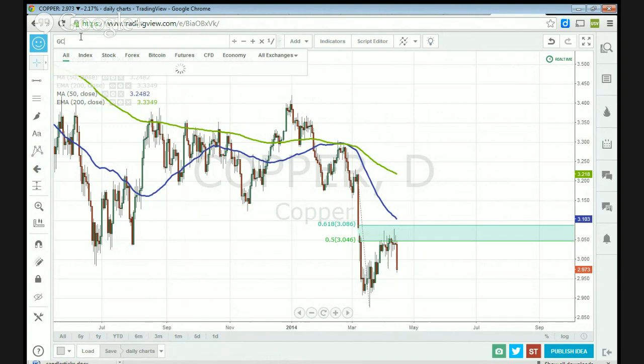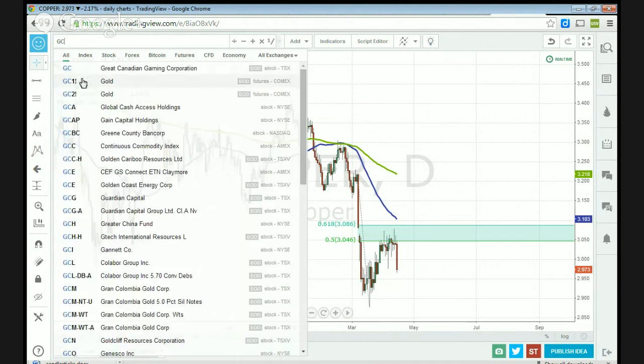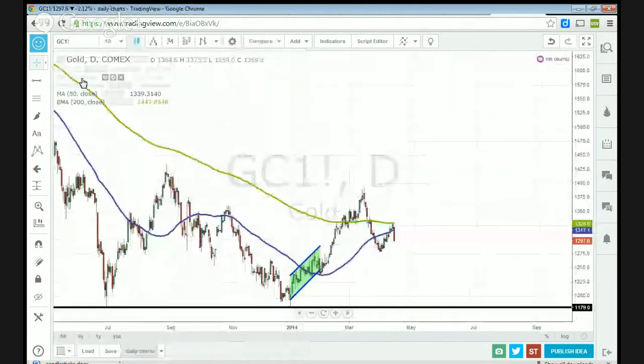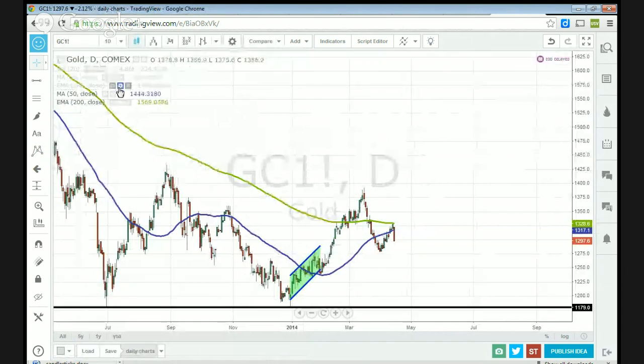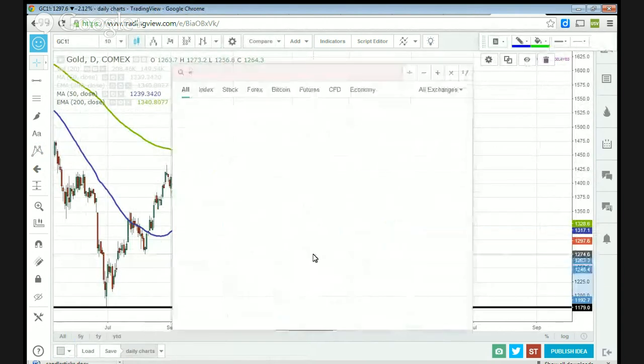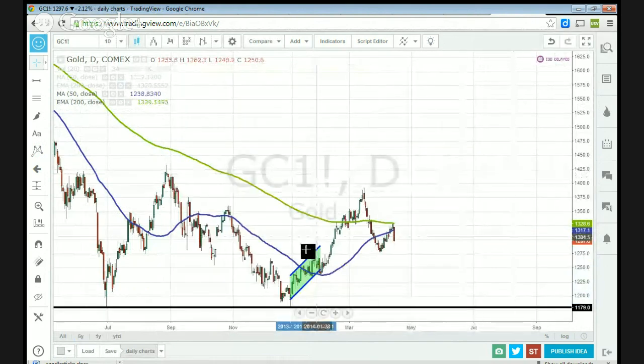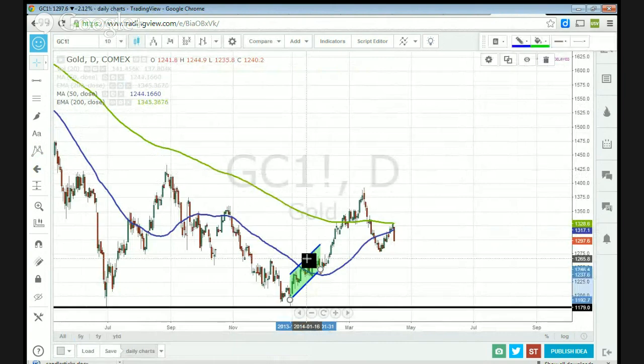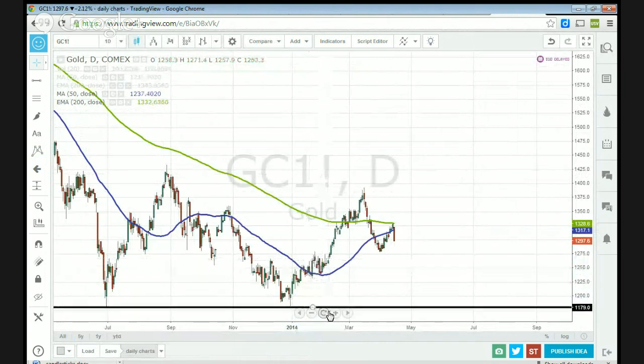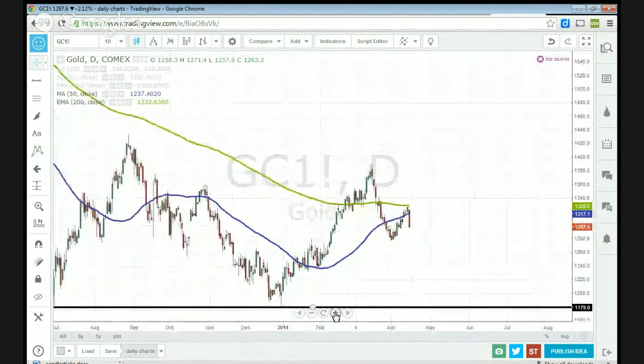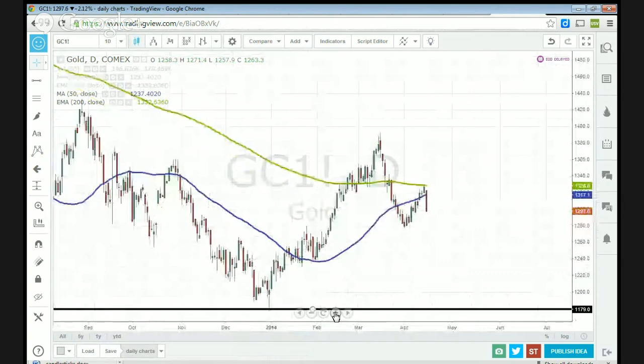Gold is in another ABCD pattern. This one, what happened here? Okay, this channel is clearly invalid.